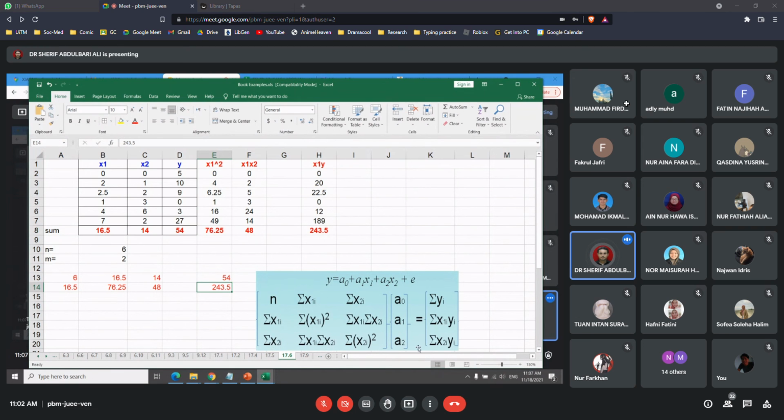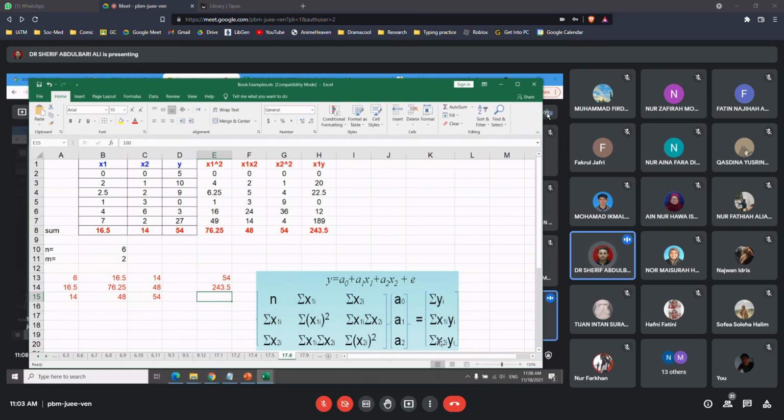Then you will go for the last equation, the summation of x2. This is 14, and the summation of x1 times x2, we have this value, 76.25. Oh sorry, this is 48. Then find the summation of x2 square. I don't have it, so you need to create the column. You need to square all these values and find the summation. So it's 54.